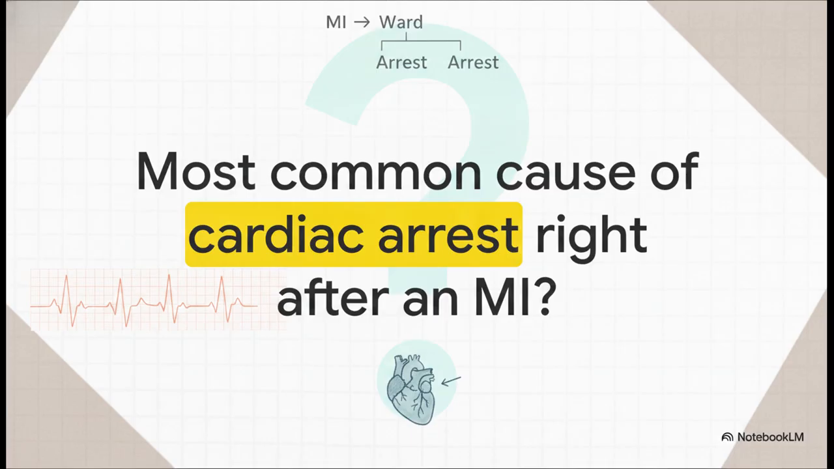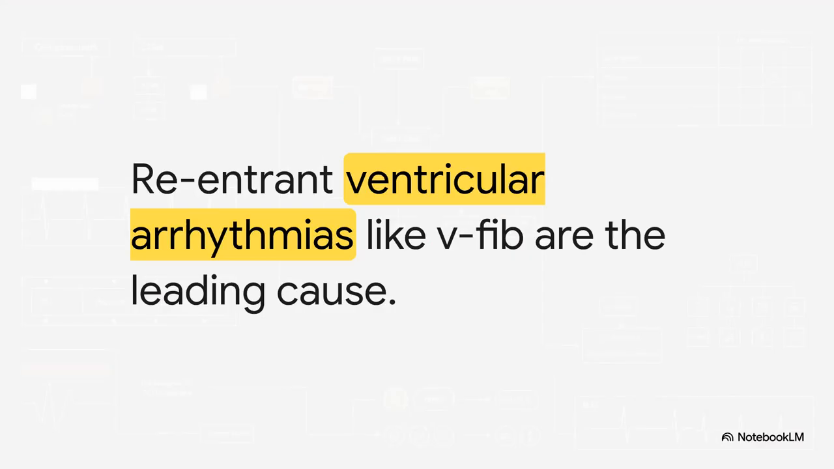All right, what about the immediate post-infarct period? Pause here. What is the most common cause of sudden cardiac arrest in the immediate post-infarction period? Reentrant ventricular arrhythmias. Specifically, we're talking about ventricular fibrillation. This is the silent killer you have to continuously monitor for in the hours right after a massive infarct. The ischemic tissue creates this super unstable electrical substrate, which makes those lethal reentrant loops highly likely.